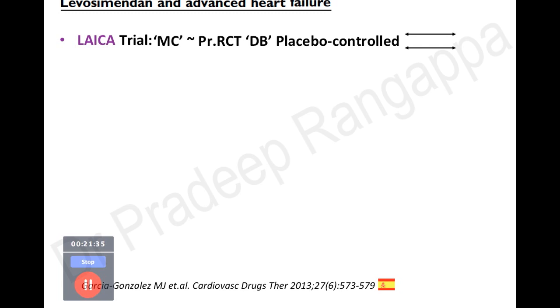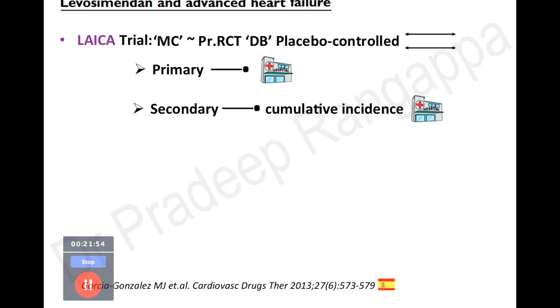So then this Leica trial came. This was also a recent trial from the Spanish group. This was also a multicentric, prospective, randomized, controlled, double-blind, placebo-controlled parallel group study. So the primary endpoint they looked at was admission to hospital for heart failure symptoms. And the secondary endpoint was the cumulative incidence of hospital admission for heart failure in the Leica trial. And they looked at hospital mortality at 30 days, 3 months, 6 months, and 12 months. So they looked at all this mortality.